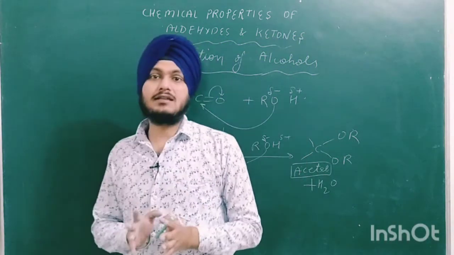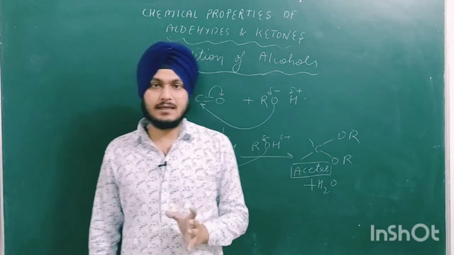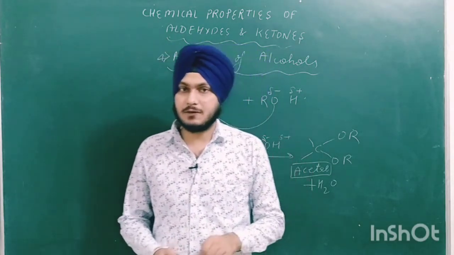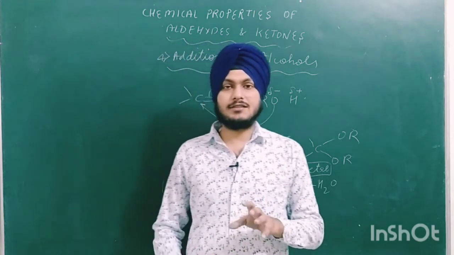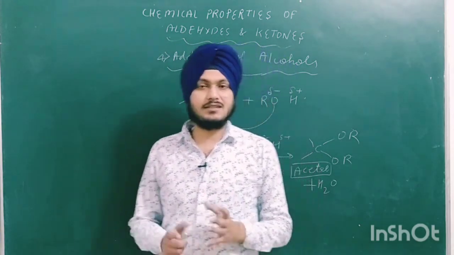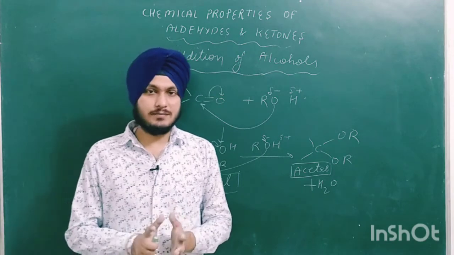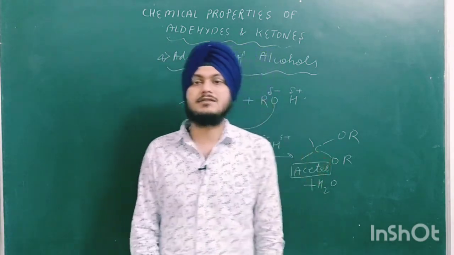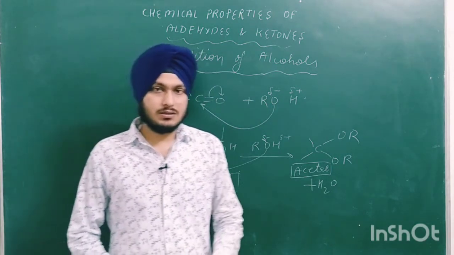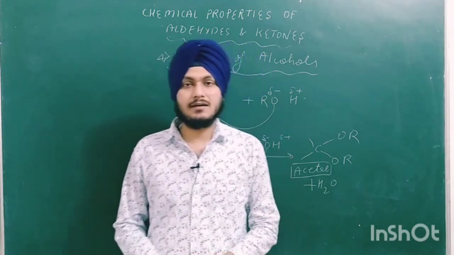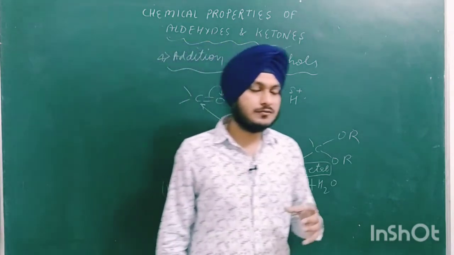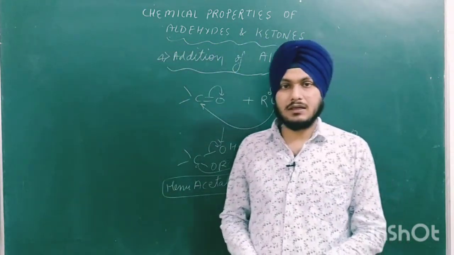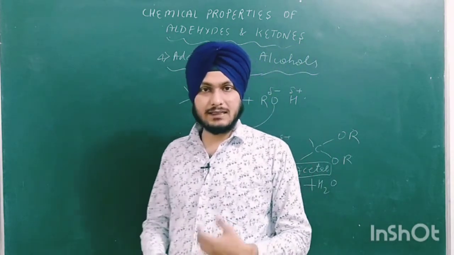So these are the 5 main examples of nucleophilic addition reaction. The first is the addition of water. Second is addition of hydrogen cyanide. Third is the addition of sodium bisulfite. Fourth is the addition of Grignard reagent, and the last is the addition of alcohols. So we will also discuss the nucleophilic addition reaction followed by the elimination of water. That is also very important. So we will discuss that in the next class.